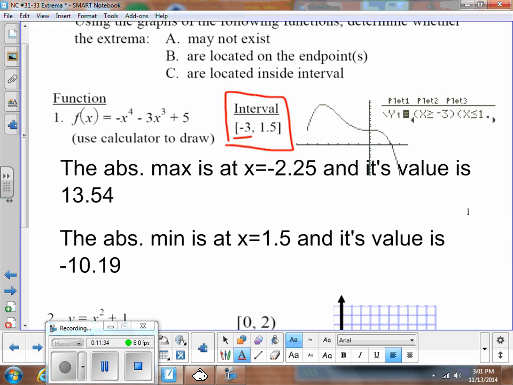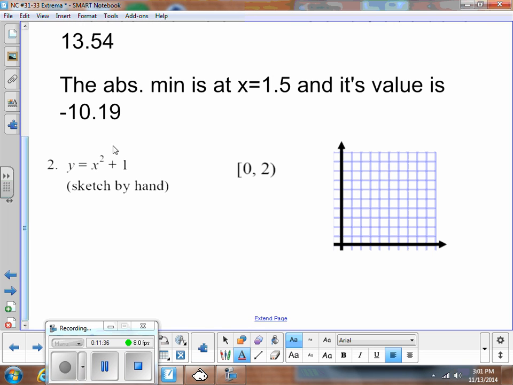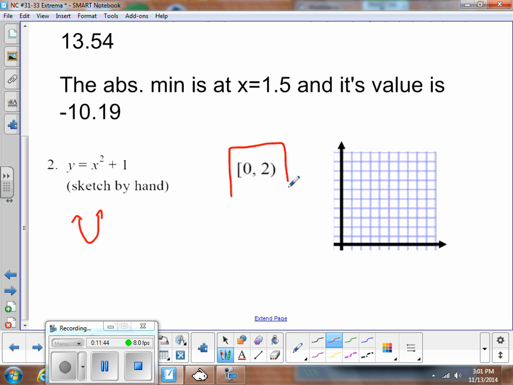Now, if we sketch one by hand, here we know that a quadratic function is x squared, and we know that that forms a parabola. But it has restrictions. They only want it from 0 to 2. Look at also your bracket and parenthesis. Bracket means this is going to be included, so it's going to be a closed circle. The parenthesis means it's not going to be included, so it's going to be an open circle.